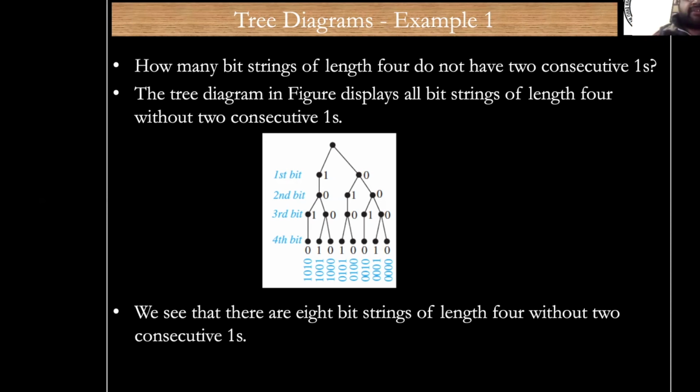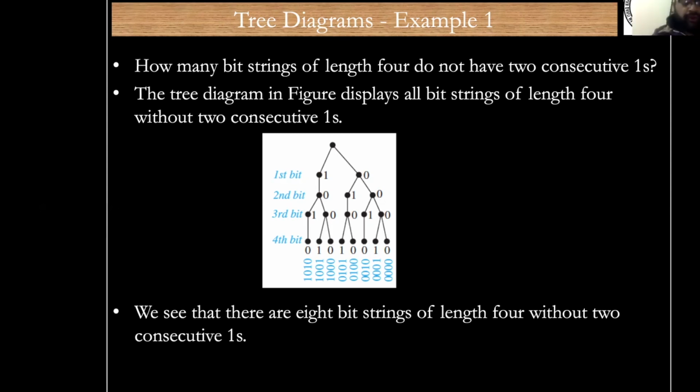So how many bit strings of length 4 do not have 2 consecutive ones? Notice that it becomes really difficult if you want to do it through counting. You'll have to exclude all the possibilities where 2 consecutive ones occur. So you need to count them and subtract them from the total number of bit strings of length 4. Of course, the total number of bit strings of length 4 is really easy to count.